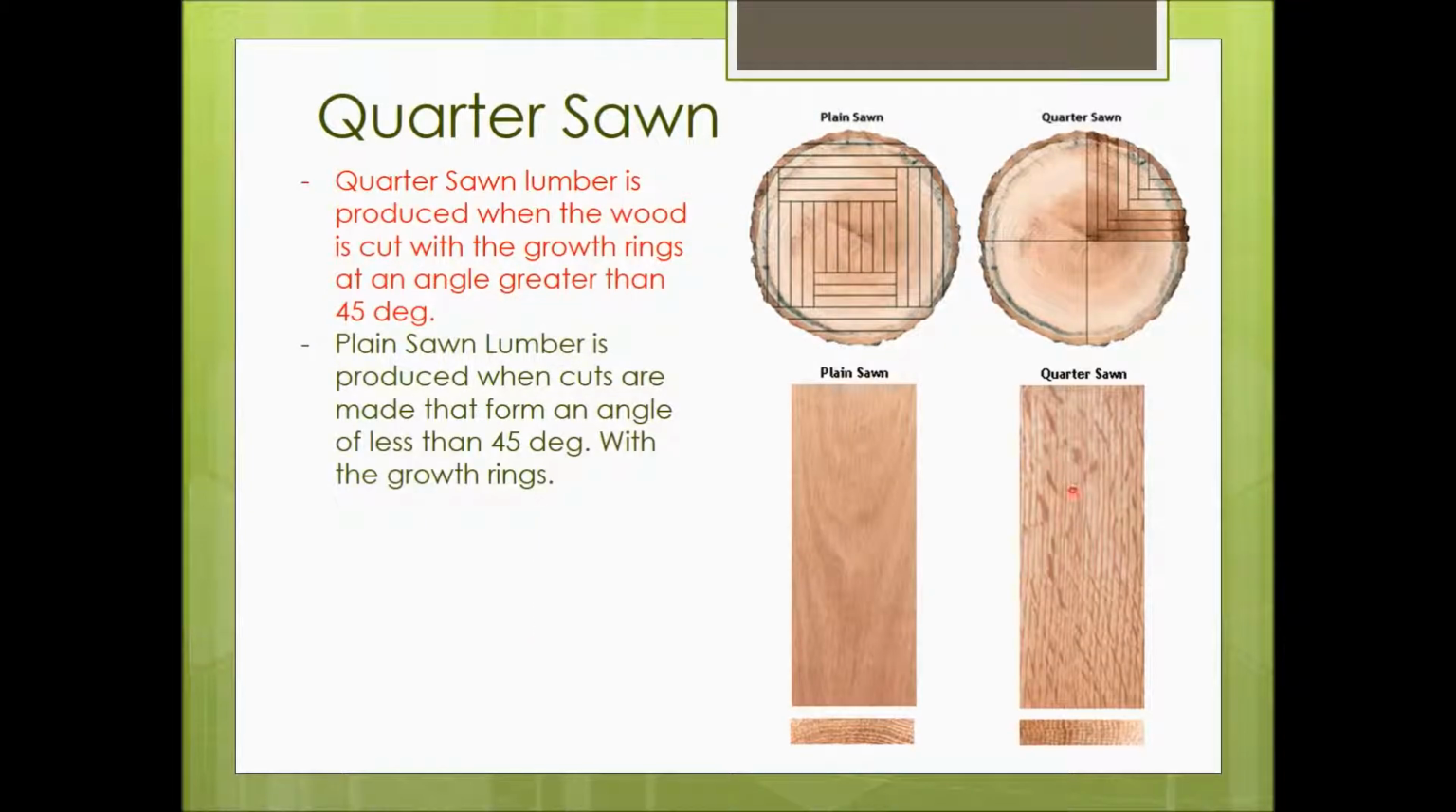If you look over here, you'll see the difference in these two types of wood grain. And you can also see the different cutting patterns here. Plain sawn lumber, in contrast to quarter sawn, is produced when the cuts are made at an angle less than 45 degrees with the growth rings.